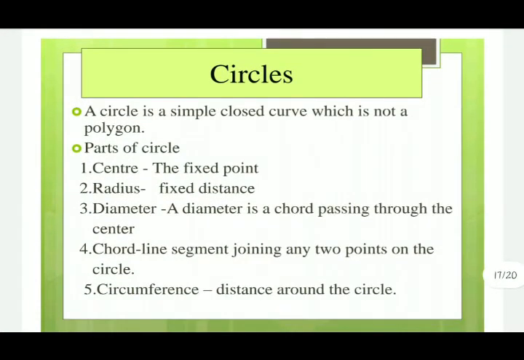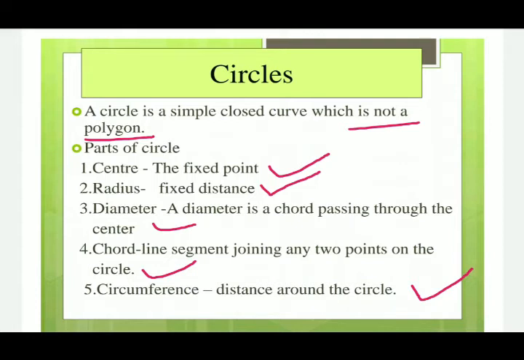Now circles. A circle is a simple closed curve which is not a polygon. Circle is not included in the polygon. Parts of a circle. First is center, the fixed point. Second is radius, fixed distance. Third is diameter. A diameter is a chord passing through the center. Fourth is chord, a line segment joining any 2 points on the circle. Fifth is circumference, the distance around the circle. Now let us see all these parts with examples.